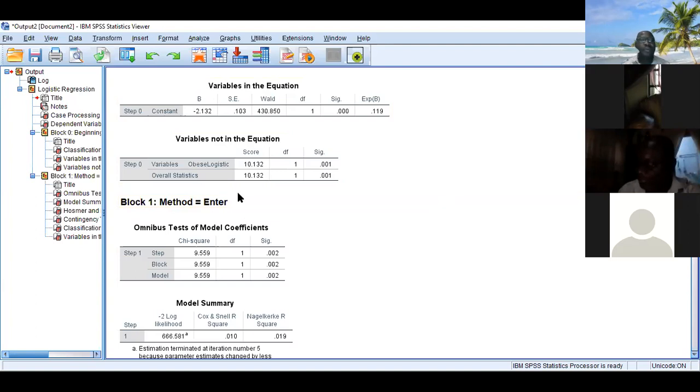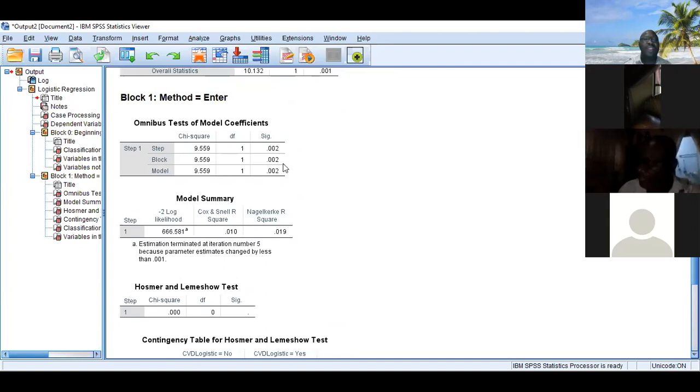Now when you come to block 1, you have already brought in one variable. This is the omnibus test of model coefficients. If you remember the way we calculate the log likelihood ratio, it's the same way you calculate this. You remember when you calculated the log likelihood. Let me show you now.